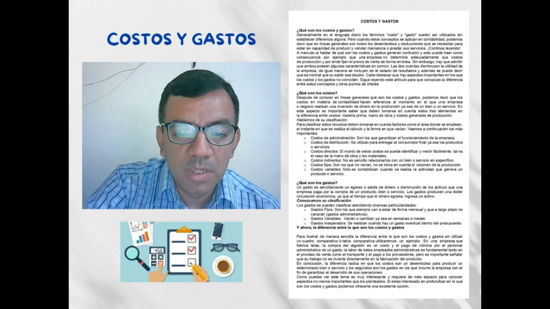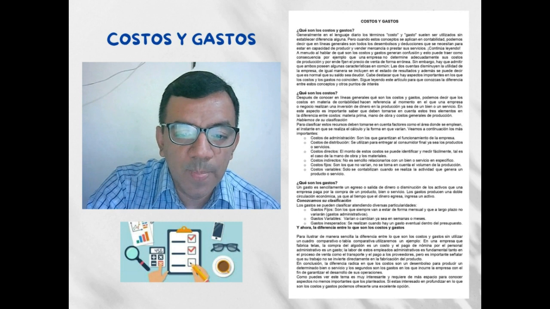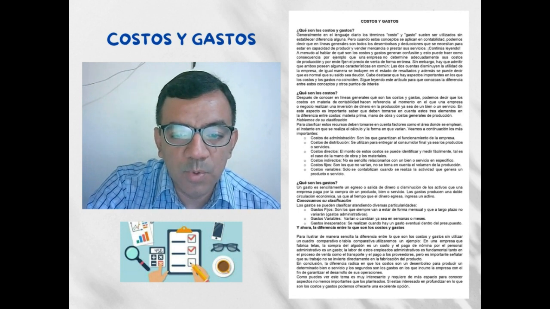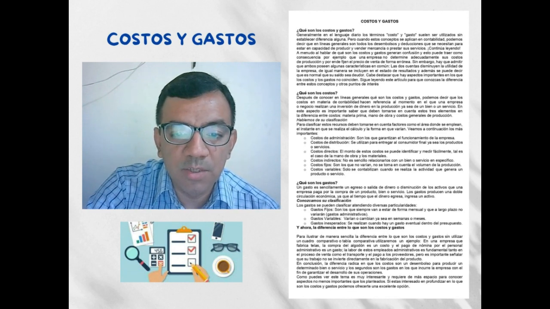Direct costs. The amount of these costs can be easily identified and measured, such as labor and materials. Indirect costs. It is not easy to relate them to a specific good or service. Fixed costs. These are those that do not vary; the volume of production is not taken into account. Variable costs. They are only counted when the activity that generates a product or service is carried out.